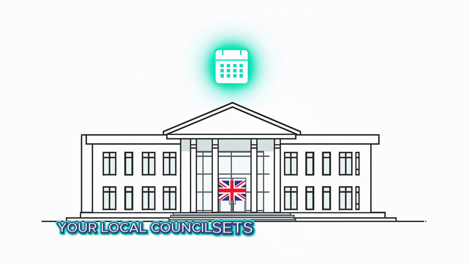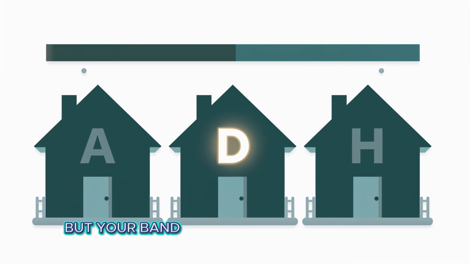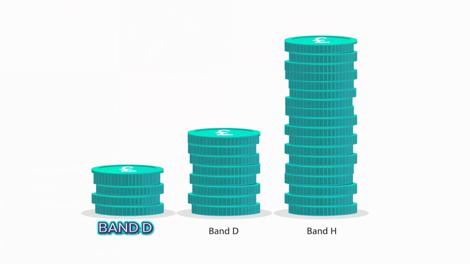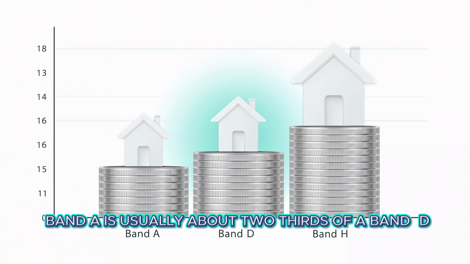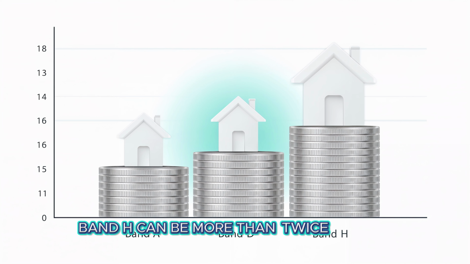Your local council sets the rates each year, but your band decides your starting point. Band D is treated as the standard. Band A is usually about 2/3 of a Band D bill. Band H can be more than twice as much.